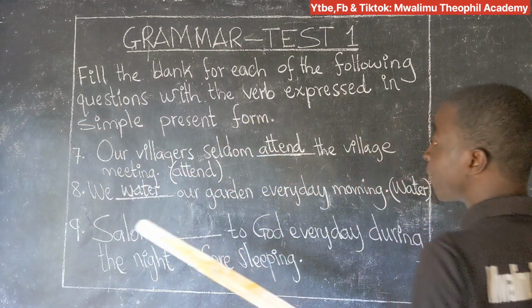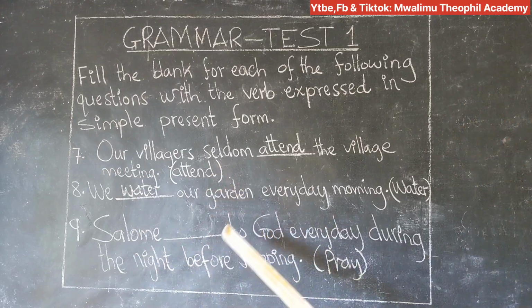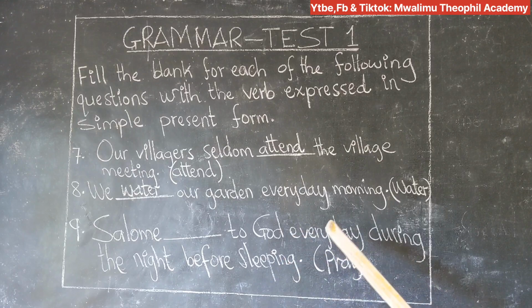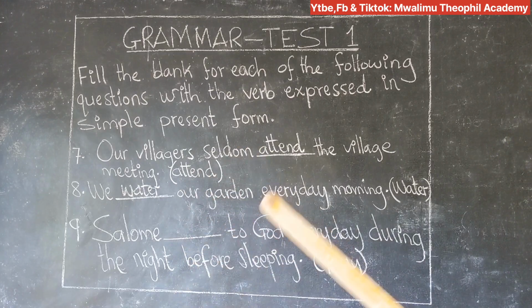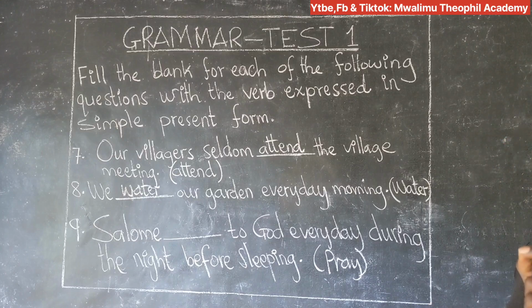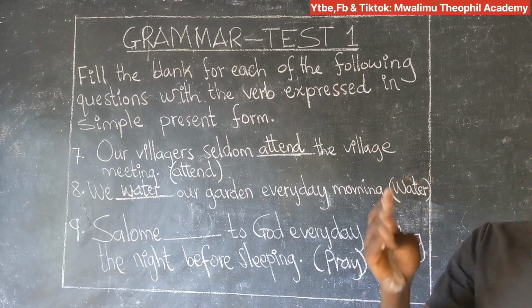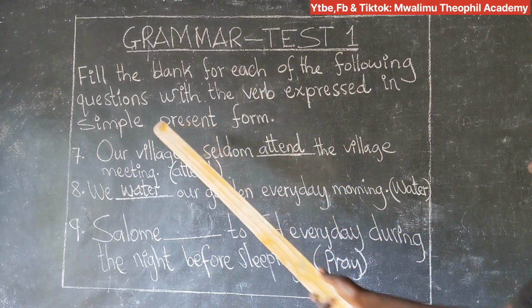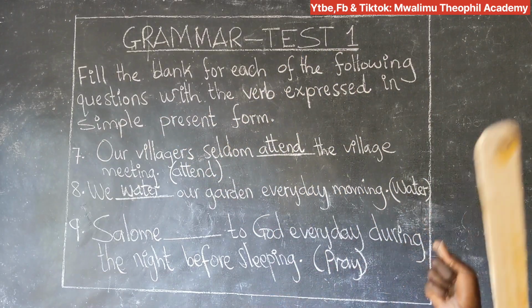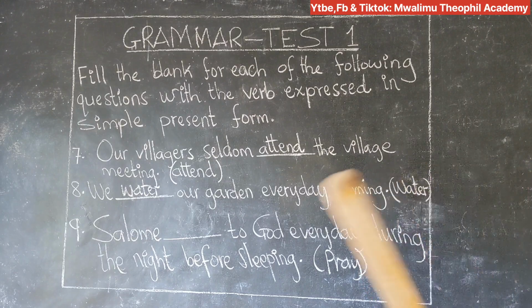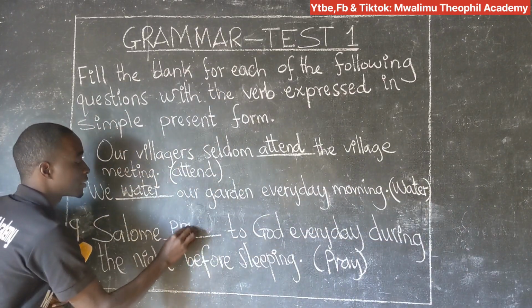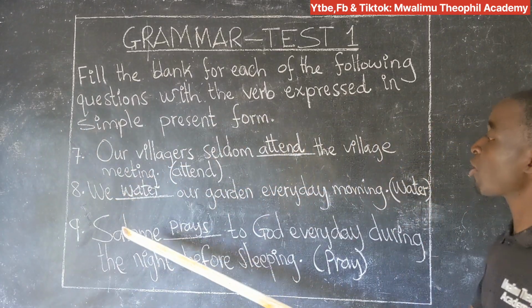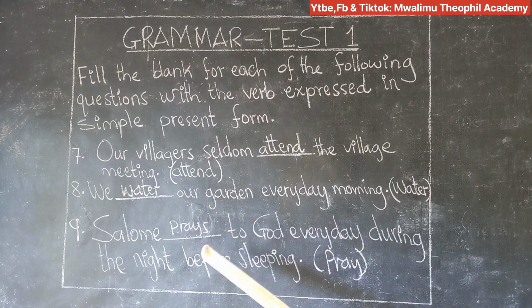We water our garden every day morning. After that, let's go to question number 9. Question number 9 states that Salome dash to God every day during the night before sleeping. A verb given here is to pray. Now let's conjugate it so as to fit this blank. Now we may find that a subject given is Salome. Salome is a name of a single person. Now, if is a name of a single person, a single object, a mountain which is single, you have to know that for a sentence to be in a simple present form, the main verb we add s or es or ies depending on the nature of a verb. But for a verb we are given here pray, we add s. Now it becomes Salome prays. The whole sentence becomes Salome prays to God every day during the night before sleeping.